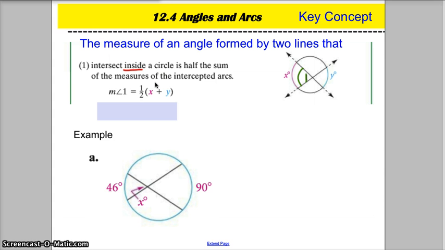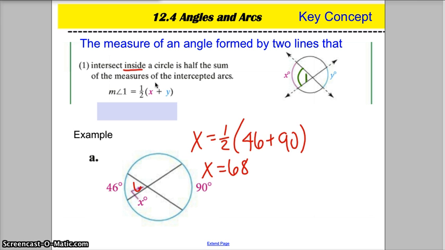All right, so let's try that. They want us to find the measure of angle x. Well, I know that x equals half those two things added up. Those two things added up, divided by 2 or multiplied by half, x ends up equaling 68 degrees.